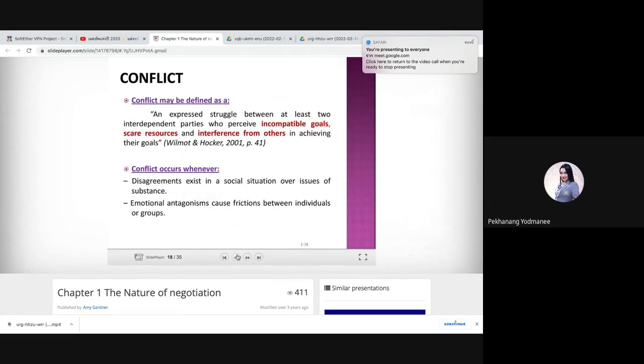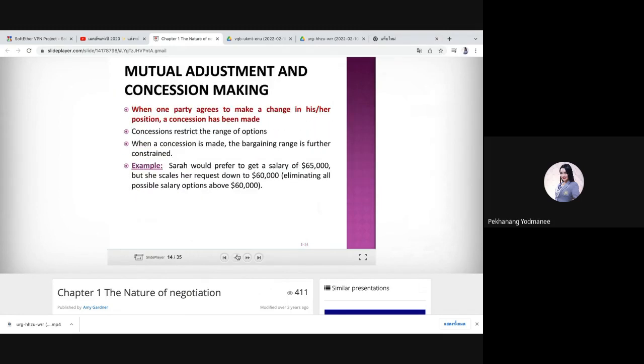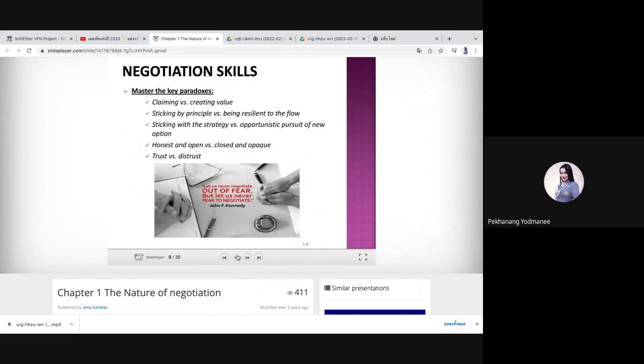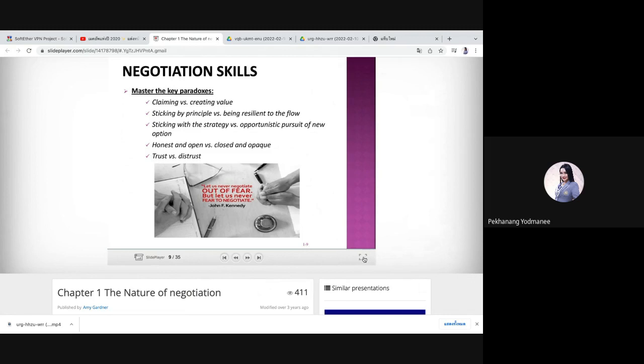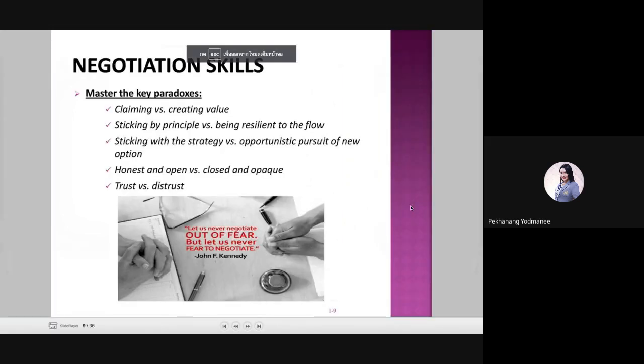Okay, so we talk about the next script. For the previous script, we covered the end of negotiation skill, and now the next script: negotiation skill, master the key paradoxes.